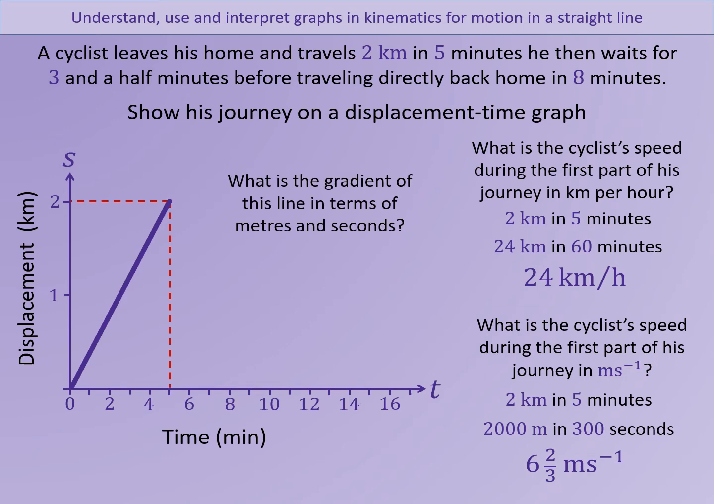What does the gradient of this section of line tell us in terms of metres and seconds? Well, if we calculate the gradient here, we can see that in metres and seconds the gradient will be 6 2/3. This is because the gradient of a displacement time graph tells us the velocity.